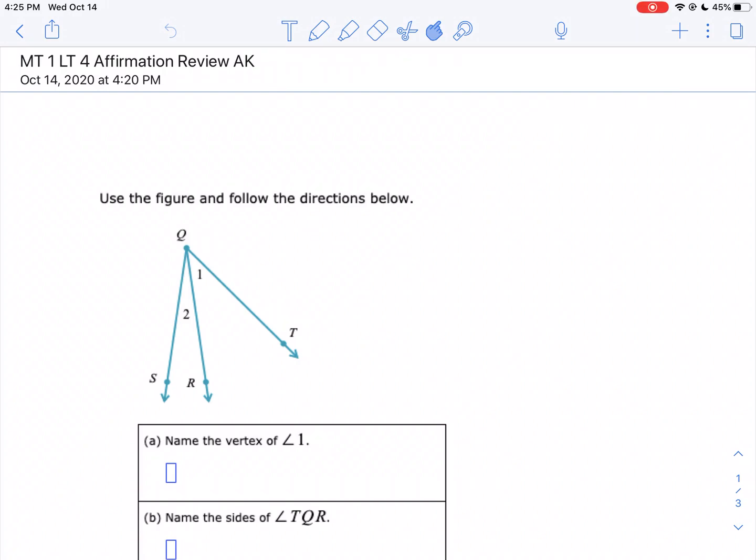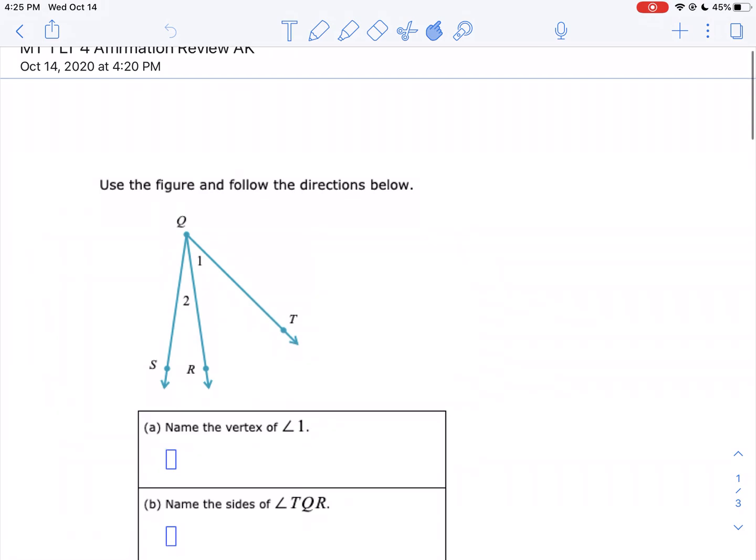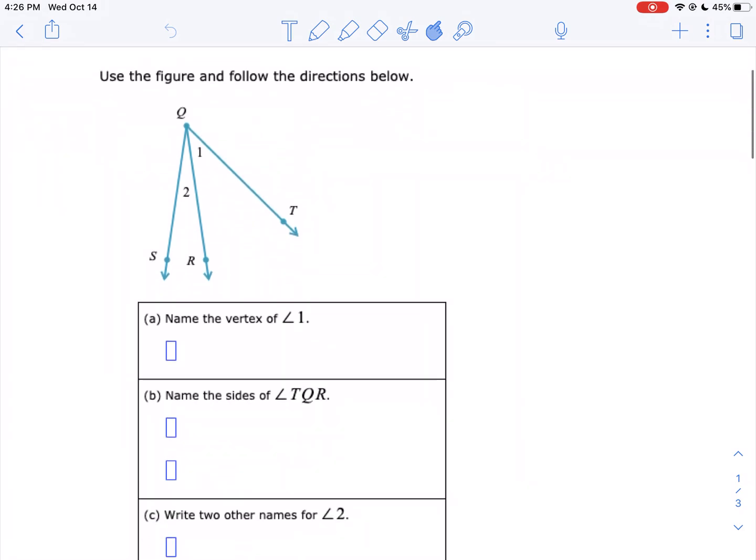Hello, let's take a look at your MT1 LT4 affirmation. On this first question here, I don't expect to see any work on this, but we got it wrong, so we need to understand what we did wrong. And I think it's just vocabulary.